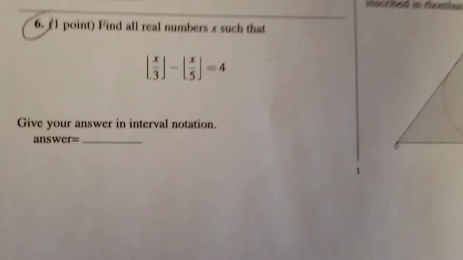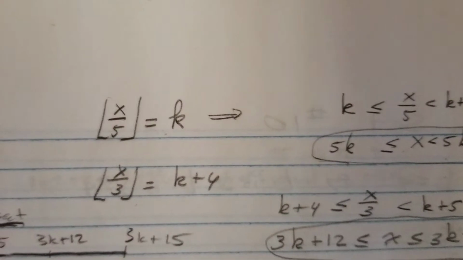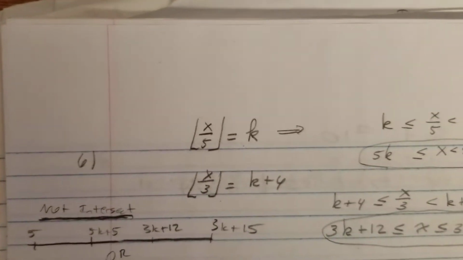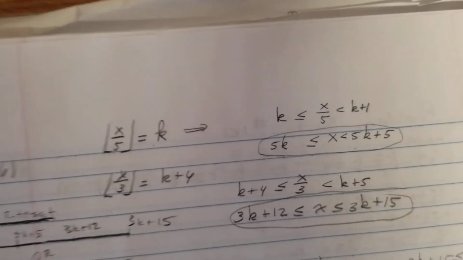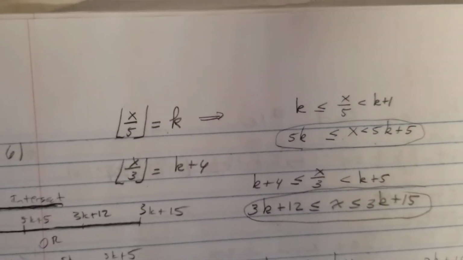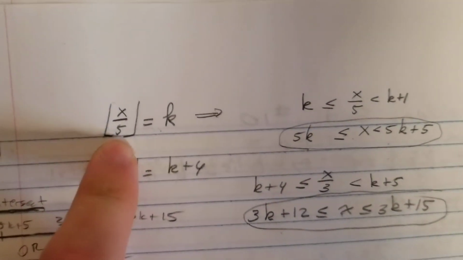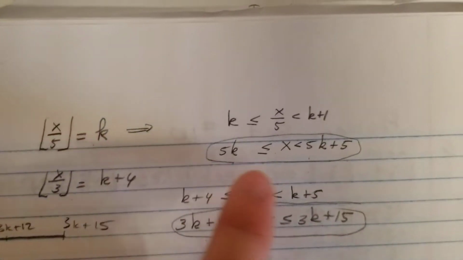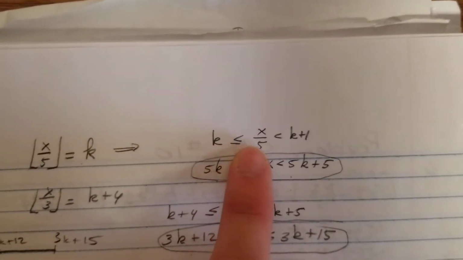Okay. So first off, the floor, right, the notation with this thing right here and this thing right here. Basically that means the floor of any number is the integer that's less than or equal to that number. So in this case, the floor of x over 5 is an integer, right? And that implies that this integer k is less than or equal to x over 5, which is less than k plus 1.